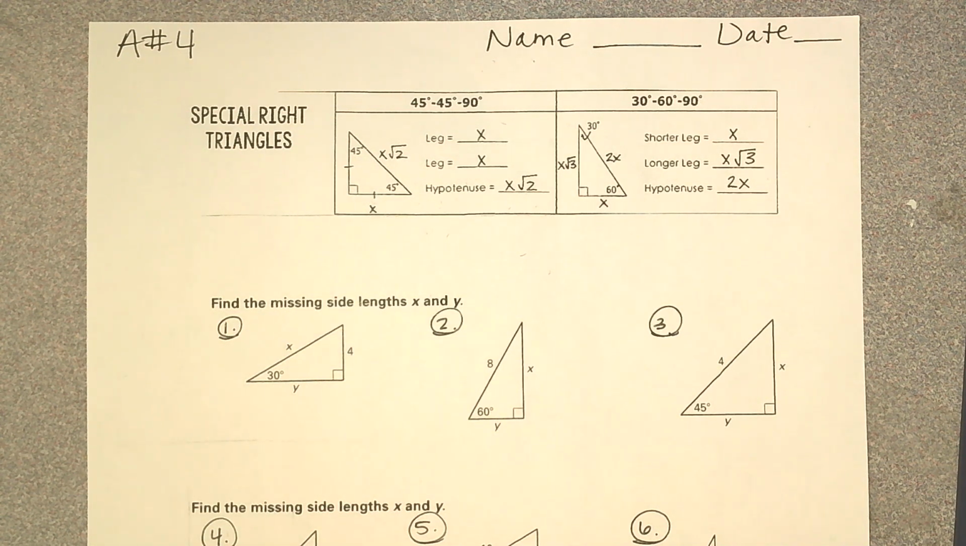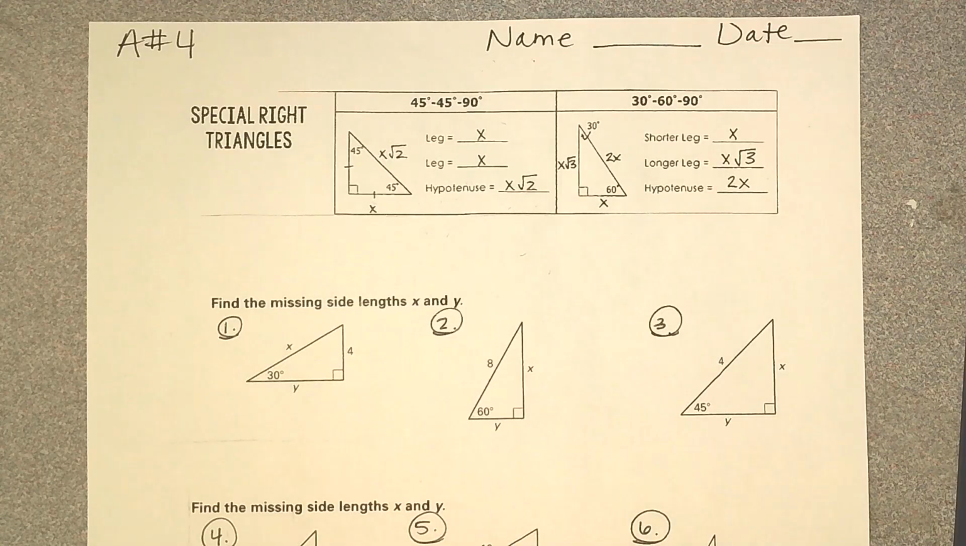Yesterday we learned about special right triangles. This worksheet is just practicing the 45, 45, 90 and 30, 60, 90. I think you all got the Pythagorean theorem part. So for these special right triangles, let's practice a couple of them together to reinforce what we learned.